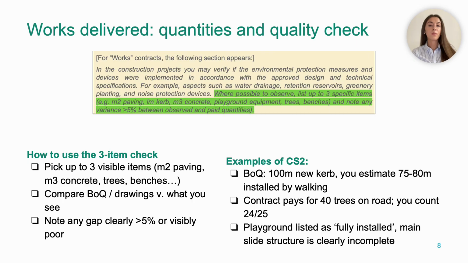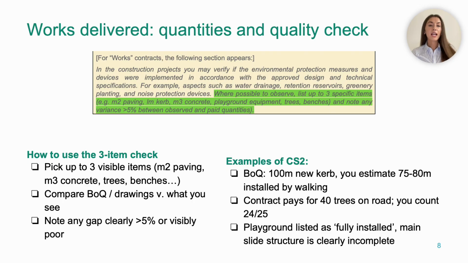An example of this could be the bill of quantities says 100 metres of new curb, but walking the street you estimate only about 75 to 80 metres installed. Another one could be that the contract pays for 40 trees along a road, but you only count 24 or 25. Another one could even be the playground is listed as fully installed, but one of the main structures is clearly missing or even incomplete.